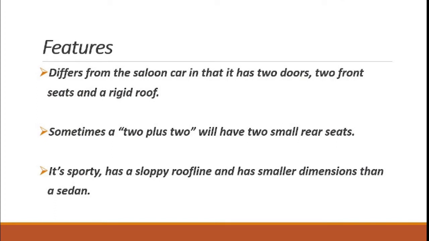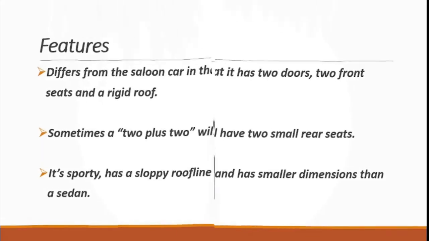So the features of a coupe: it differs from the saloon car in that it has two doors, two front seats, and a rigid roof. Sometimes you have what we call a 2+2, with two small rear seats, or sometimes a single rumble seat at the back. It's sporty, has a sloping roofline, and generally has smaller dimensions than a saloon. So that's generally the shape it will look like.